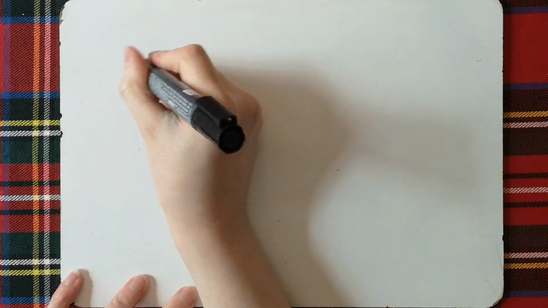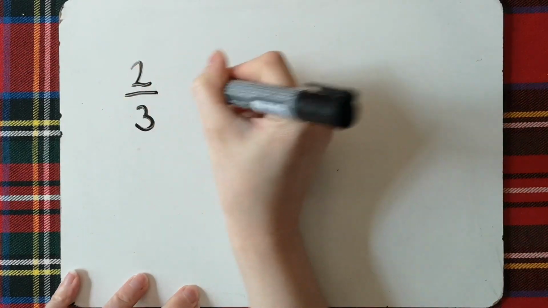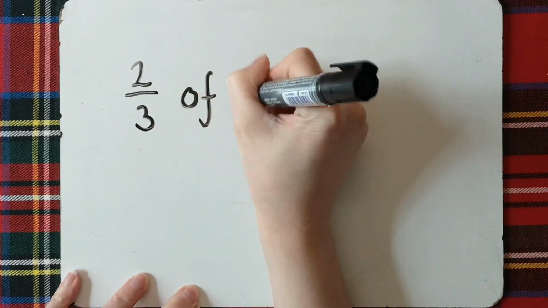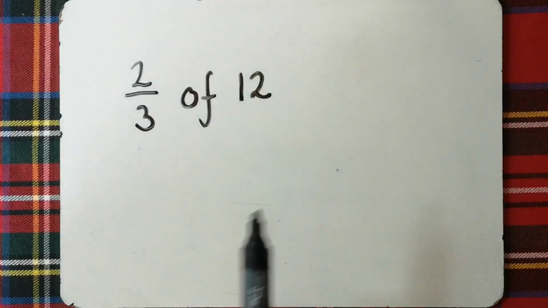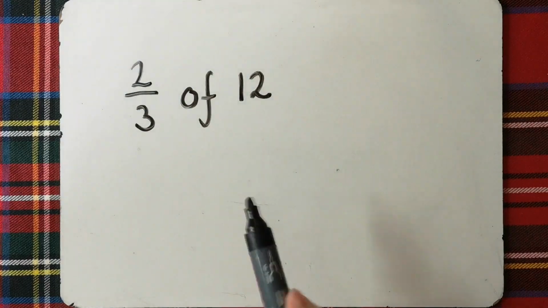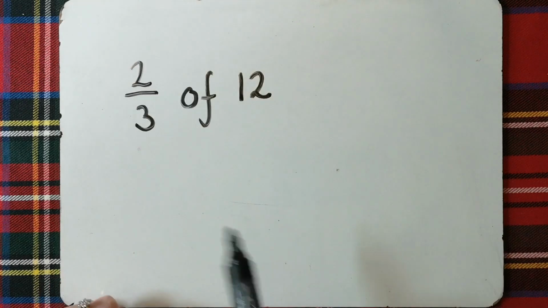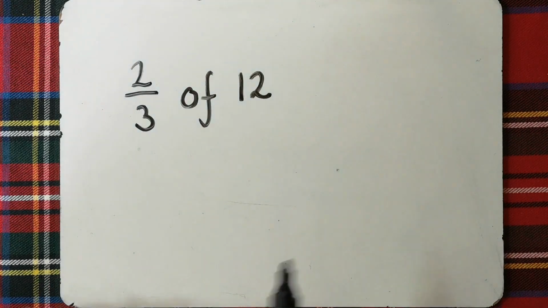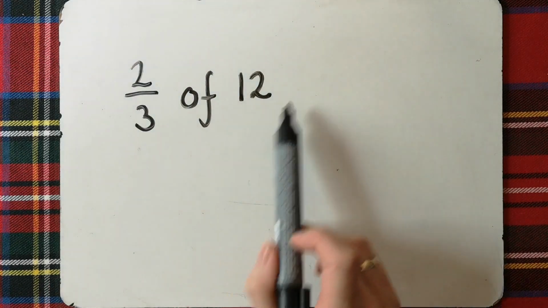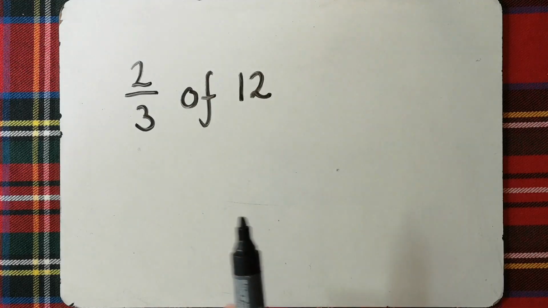Today we are going to be learning how to find a fraction of an amount when the numerator is more than 1. So let's have a look at our first example. I would like to find 2/3 of 12. Now, just like when we were finding a fraction of an amount when the numerator was 1, we need to start by doing the same thing, and that is dividing our amount by the denominator.